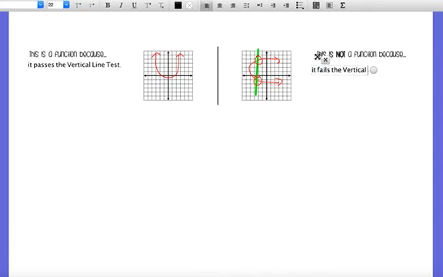Remember, the vertical line test is just an easy way for you to see if the y values repeat. If your y values are going to repeat, that means that you're going to have a direct line that you could draw through and cross that graph more than one time.